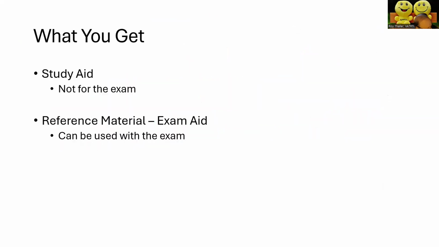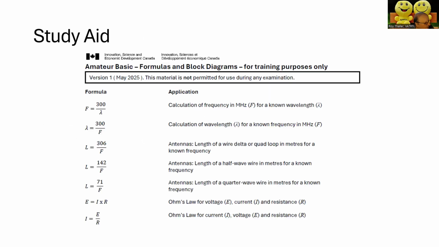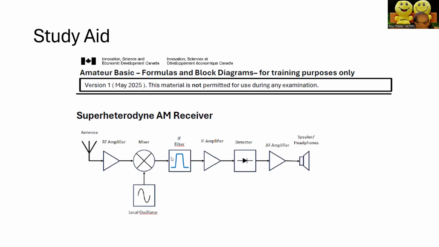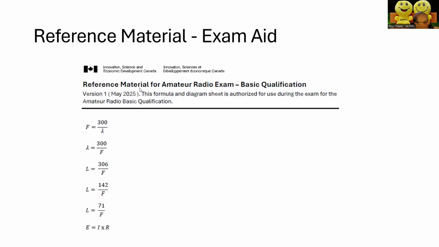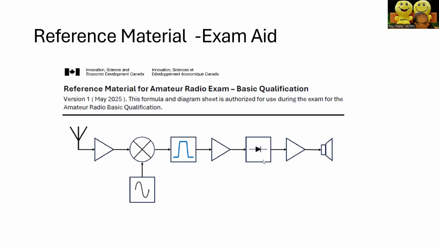So it comes in two parts. One is the study aid, which you can't bring to the exam, and the reference material, which you can bring to the exam. So this is the study aid where it actually gives you the formula and explains it to you, or gives you a diagram and explains it to you. But in the reference material that you can bring to the exam, all the words are gone. So all you get is the diagrams.